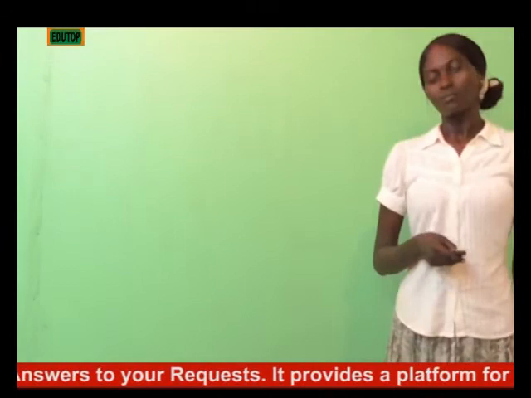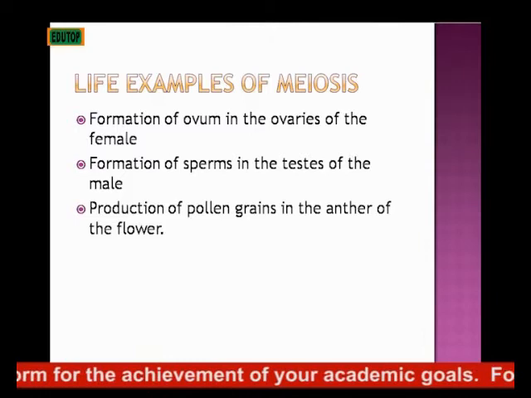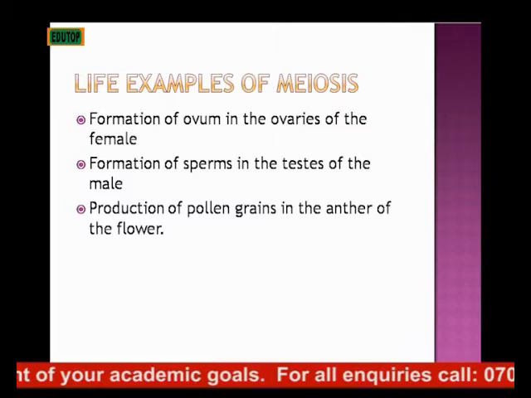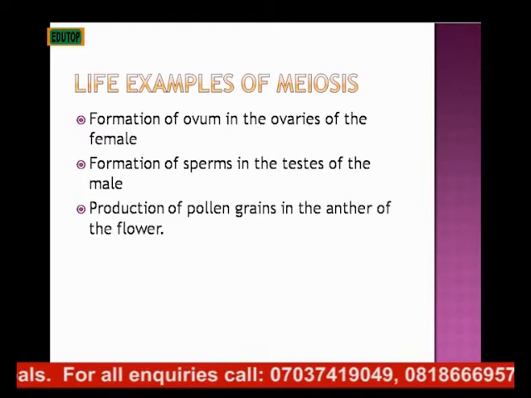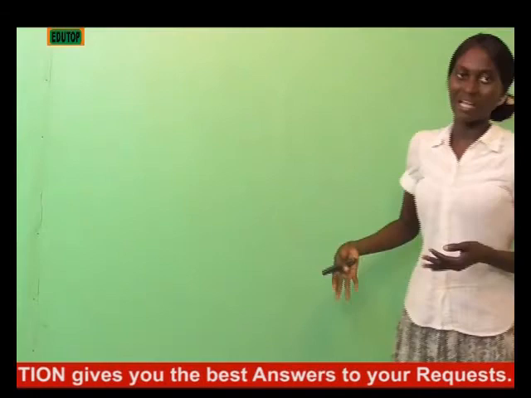Now, the life examples of meiosis, how can we relate to it? It is found in the formation of ovum in the ovaries of the female. Egg formation that occurs in female organisms, that's a process that makes it available. Also, the formation of sperms in the testes of the male. Meiosis brings that about. Another thing is the production of pollen grains in the anther of flowers. That's a male gamete also, in flowers and in plants.